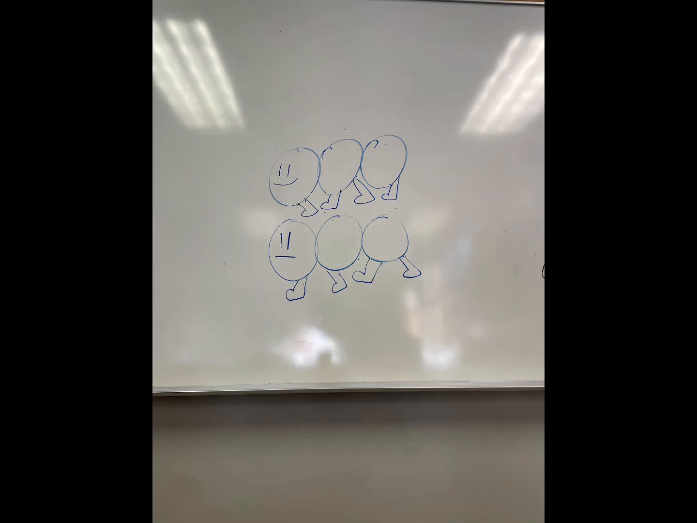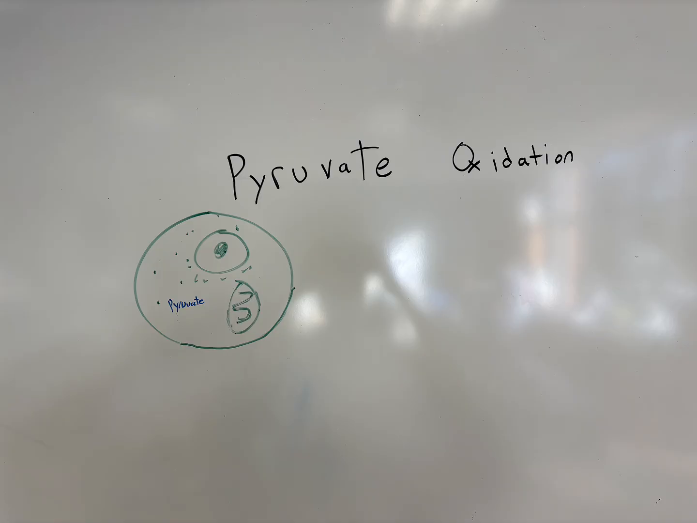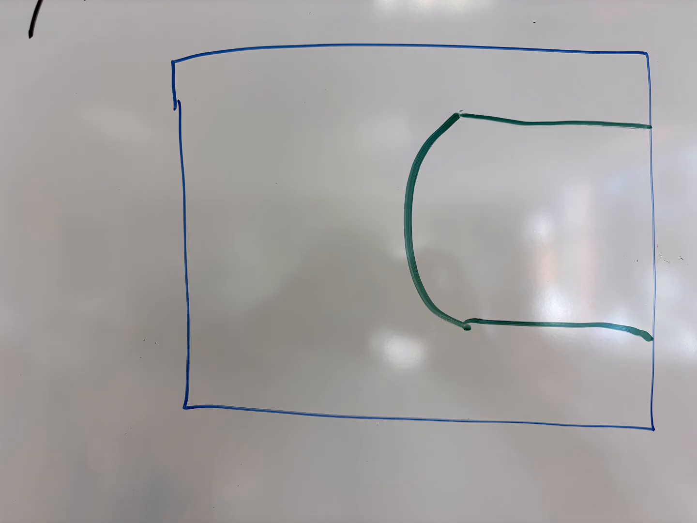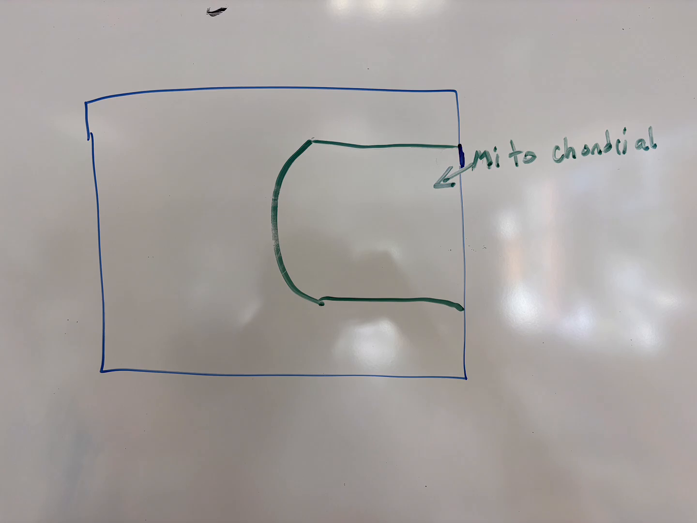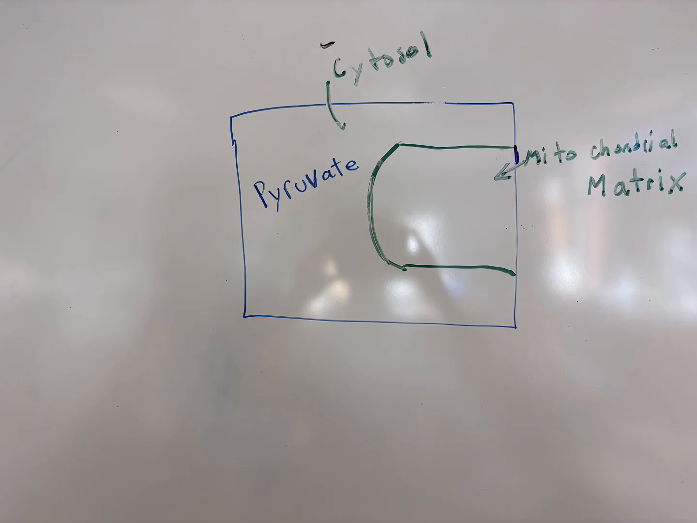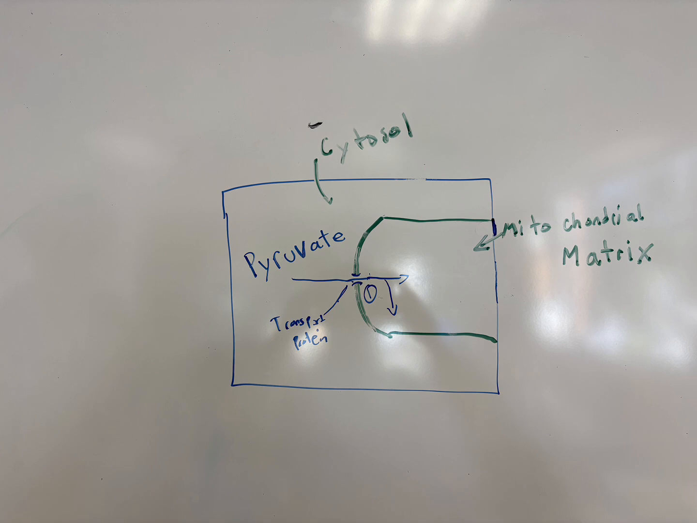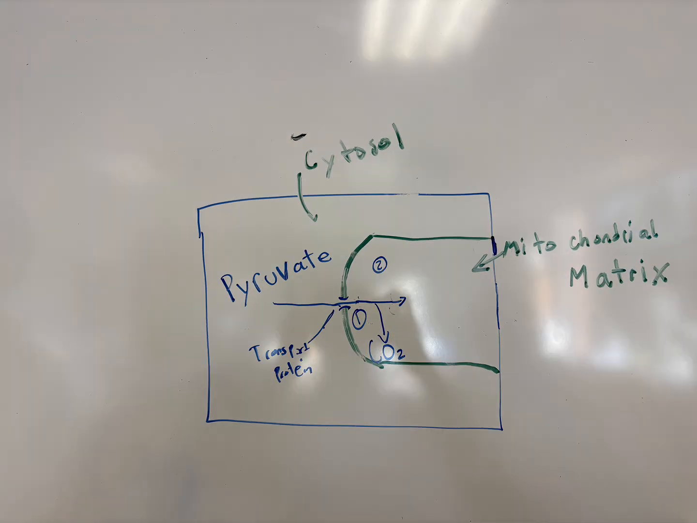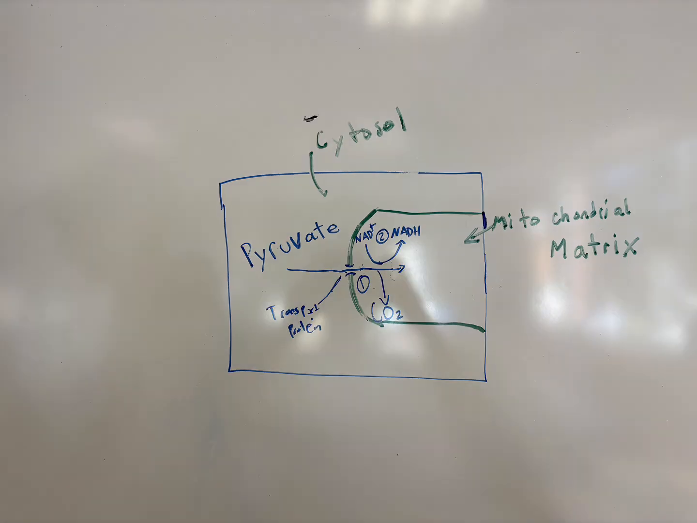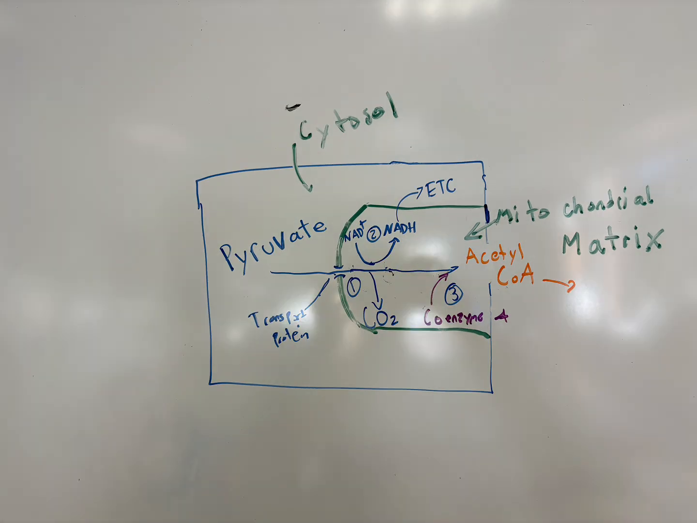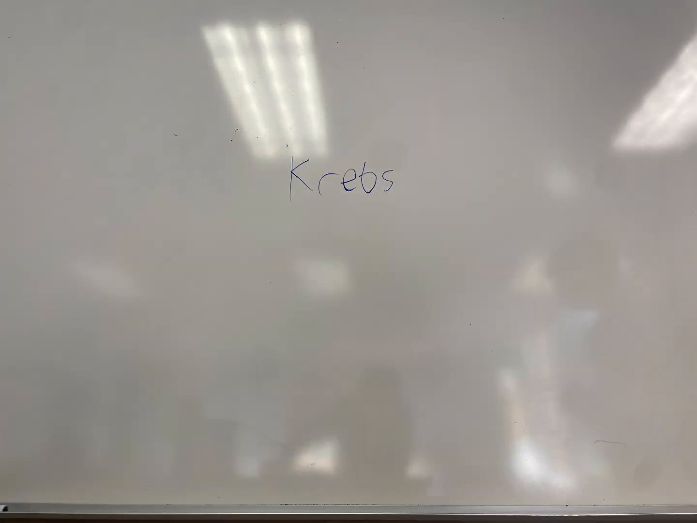The 2 pyruvates then go to the mitochondrial matrix, where it goes through active transport by the active protein. Then 1 CO2 falls off because the NAD plus turns into NADH, taking an electron, and the coenzyme A combines with the pyruvate to make acetyl-CoA.